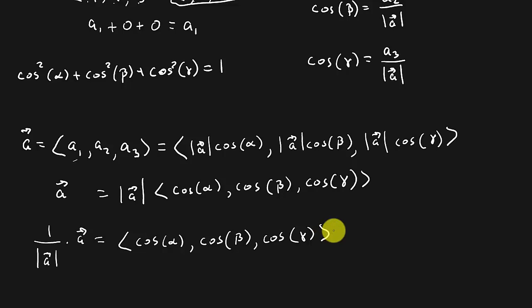All right, so let me ask you that. What does that tell us? So that says the direction cosines of A are the components of the unit vector in the direction of A. Remember, we talked some about unit vectors in the last video. Okay.